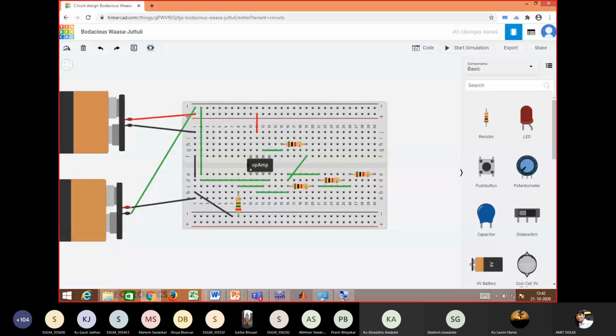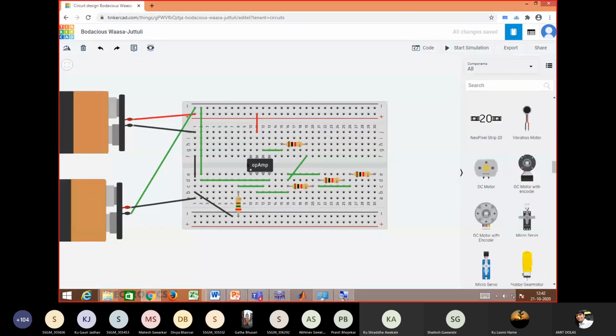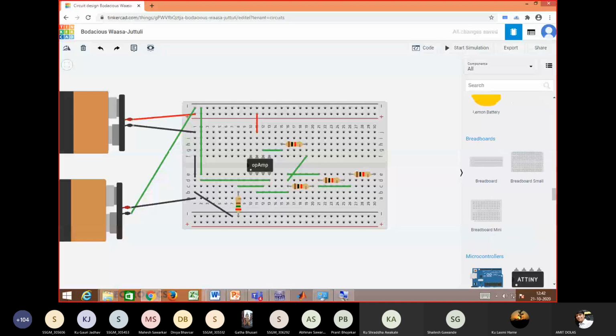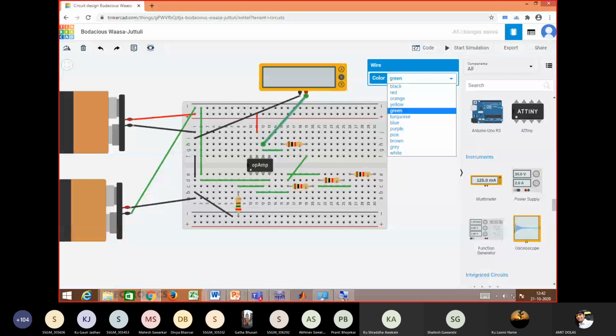For the output, I will use a voltmeter somewhere here. I will use a multimeter here, where negative will be connected to the ground, I'll make it black to identify, and positive will be connected to the output, that is pin number 6. For the output, I'll make it yellow in color.